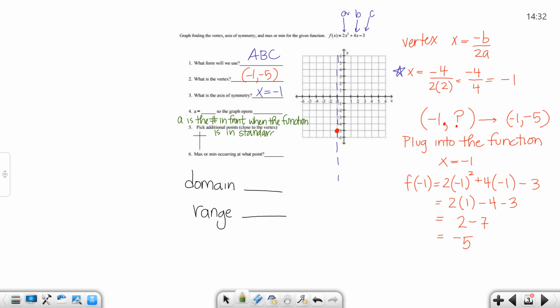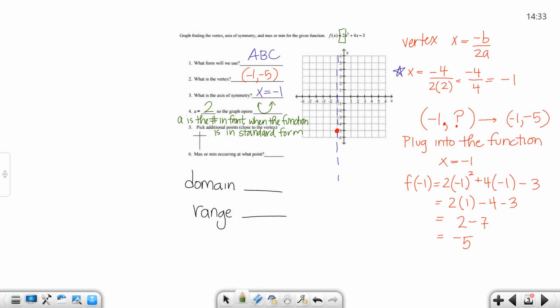When it's in standard form, it's the number in front. Now, let me erase these. So right now we are in descending order in standard form, so that tells me that my A value is 2. On your previous page in the notes, it says if A is positive, your graph opens upwards. So I know this particular graph is going to open upwards.